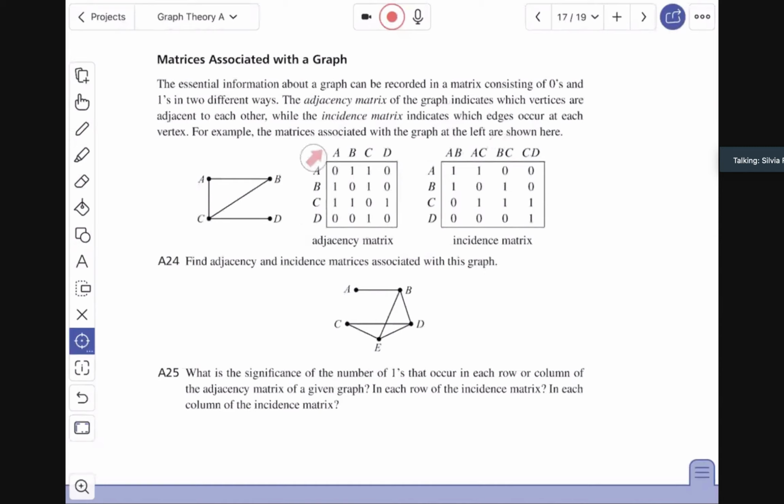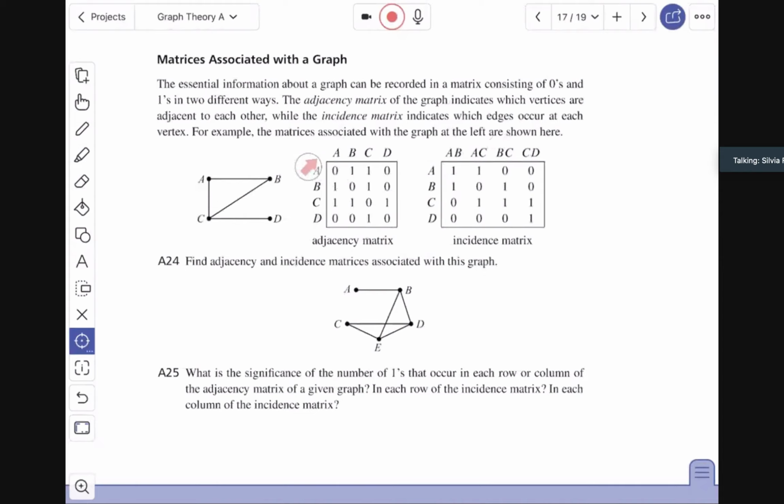What this one is: you list the vertices in any order you want, and here you list the vertices in that same order. So it's an arbitrary order, but the same on both sides. And then you're going to write a 1 in the entry if the vertices are adjacent, and a 0 if they aren't. So this 1 means that you have the edge BC. This 0 means that you don't have the loop BB. This 0 means that the edge AB is not there, and so on.